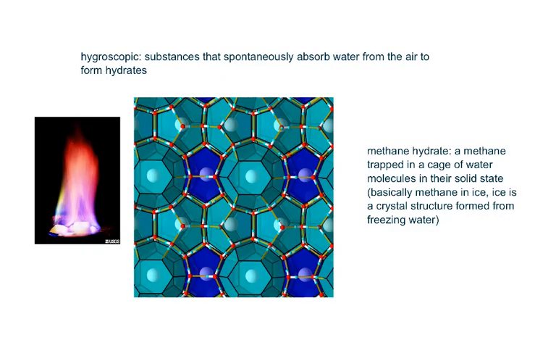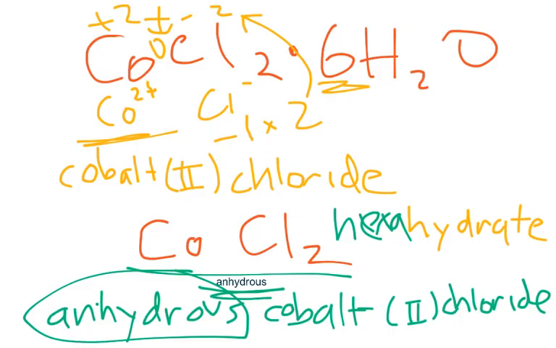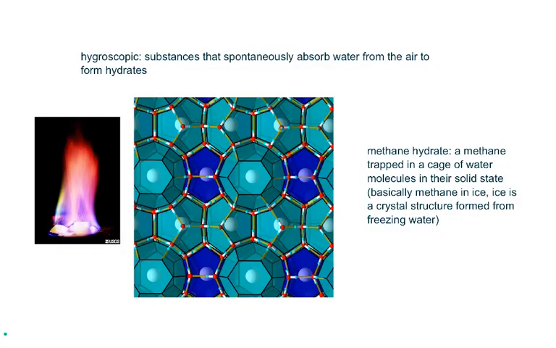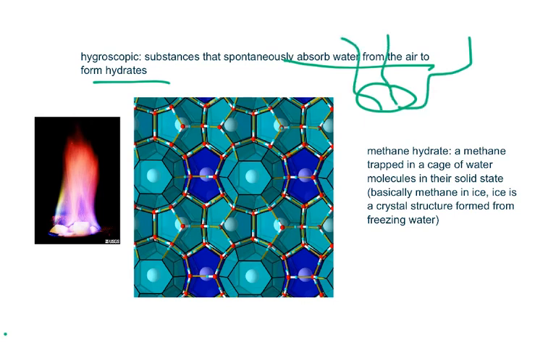So hygroscopic just refers to any chemical, such as a salt like cobalt 2 chloride, that spontaneously absorbs water from the air to form hydrates. So if you put an anhydrous salt out in the open, the salt will absorb water over time, and this applies to many salts, including sodium hydroxide, NaOH, which readily absorbs water from the surroundings, which is why sodium hydroxide is hygroscopic. So that's just one example, and not all salts are hygroscopic, but most of them are.